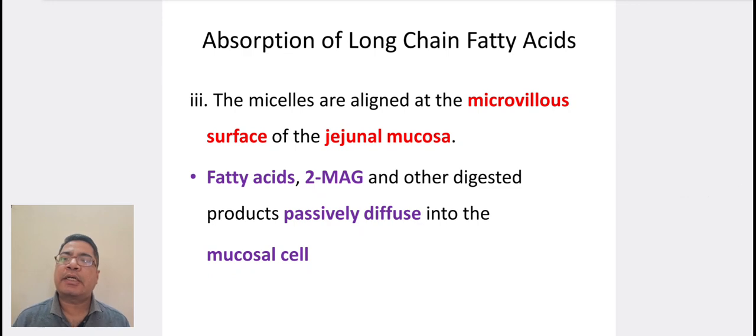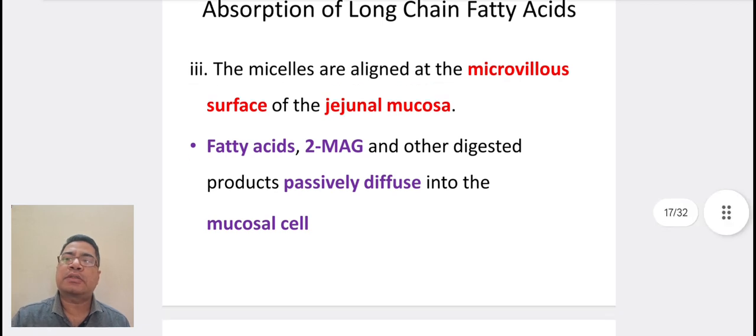The micelles are aligned at the microvillous surface of the jejunal mucosa. Fatty acids, 2-monoacylglycerol, and other digested products passively diffuse into mucosal cells.